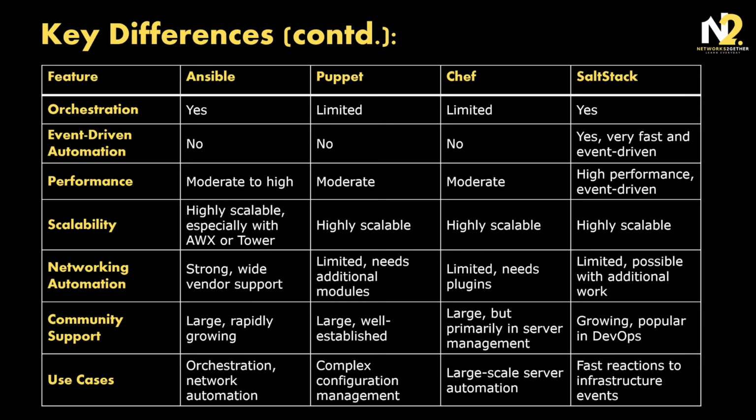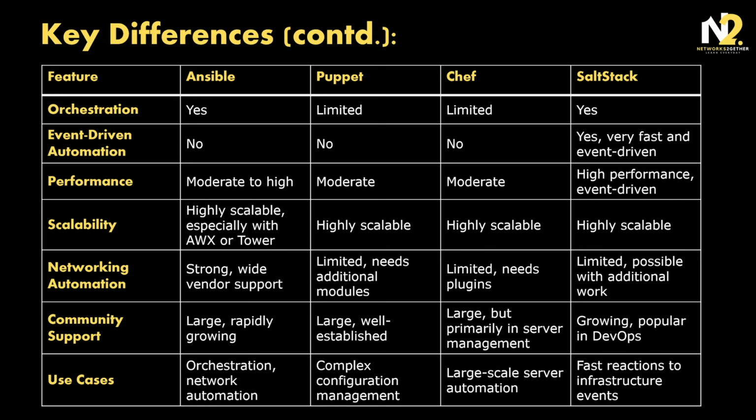Now, when it comes to network automation, Ansible is the clear leader with wide support for network devices from multiple vendors. Puppet, Ceph, and SaltStack can manage network devices, but typically require extra modules or customization. In terms of community support, all four tools have large active communities. Ansible's community is growing rapidly, especially in the network automation space, while Puppet and Ceph have been around for longer, offering strong established communities. SaltStack's community is also growing, especially in the DevOps space.